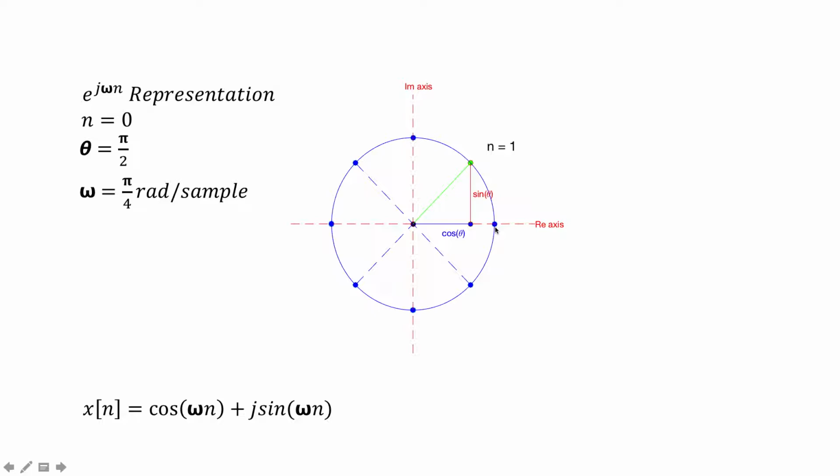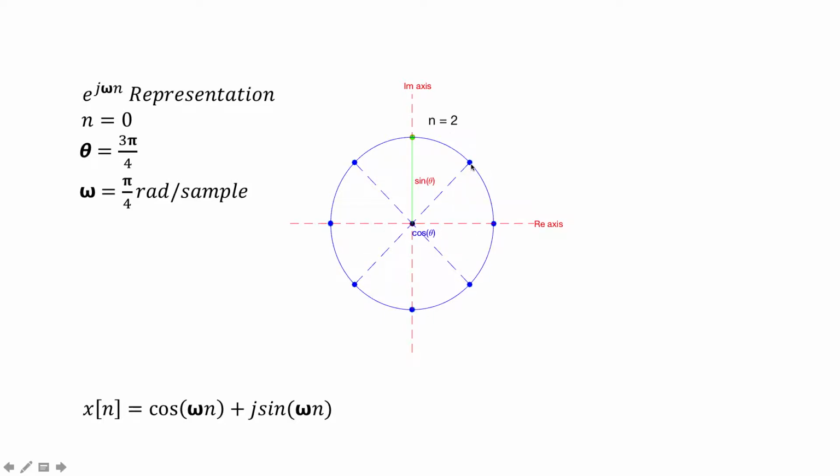At n equals 1, x of 1 would be e raised to j omega 1, or cos of pi by 4 plus j sin of pi by 4, which can be evaluated to 1 by root 2 plus j by root 2. The new position of x1 with respect to x0 is that we rotate anti-clockwise by pi by 4 from x0.